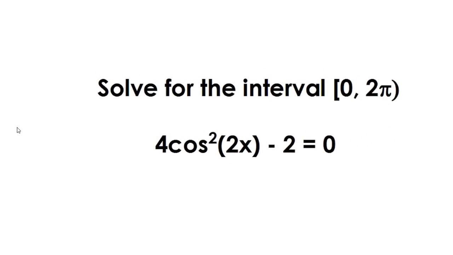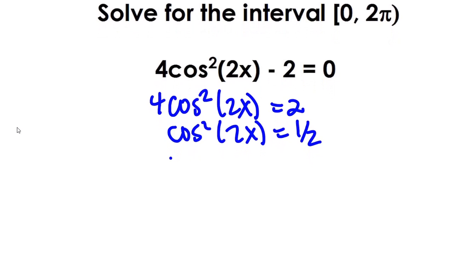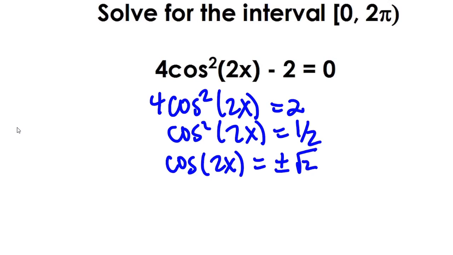I have such a good time solving these. 4 cosine squared of 2x equals 2. Then we'll divide by the 4. Then we'll square root. Plus or minus square root 2 over 2. So we had to rationalize at the same time. And then, where does my cosine equal square root 2 over 2?